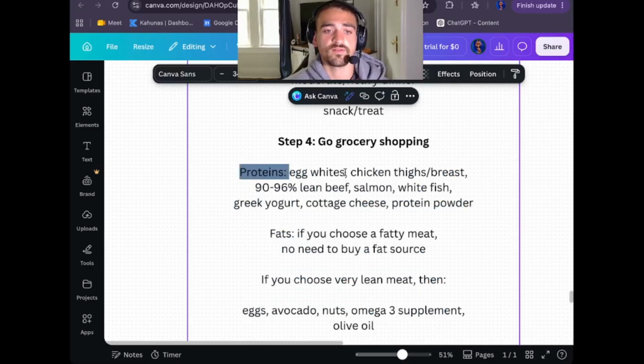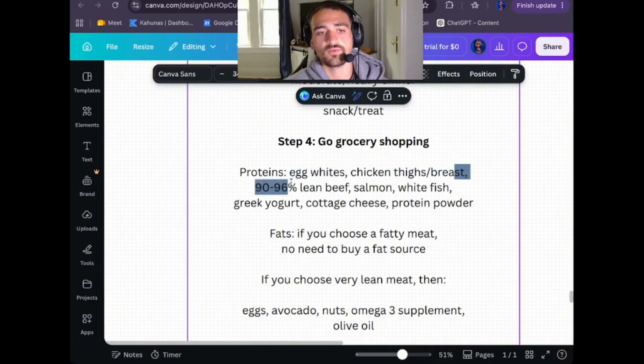For proteins, we are going to go with egg whites, chicken thighs or breast, 90 to 96% lean beef, salmon, white fish, Greek yogurt, low-fat cottage cheese, and maybe protein powder if you find it hard to hit your protein intake. But I would always prefer eating whole foods first because those are going to have more unique micronutrients in them, as well as keep you fuller for a longer period of time.